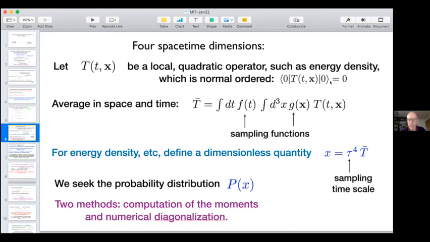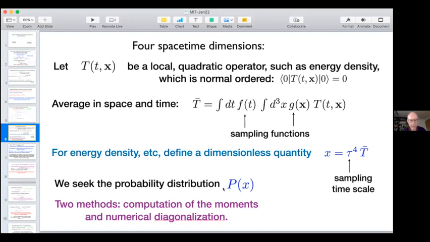as an illustration, whose vacuum expectation value is zero. So the average of all outcomes would be zero. But the averaged quantity can be formed now by averaging potentially both in time and in space with different functions. These are sampling functions that basically, again, describe how the operator is measured. And for quantities such as energy density, in four dimensions it has dimensions of inverse length or inverse time to the fourth, so our dimensionless variable has to be tau to the fourth times the averaged operator.